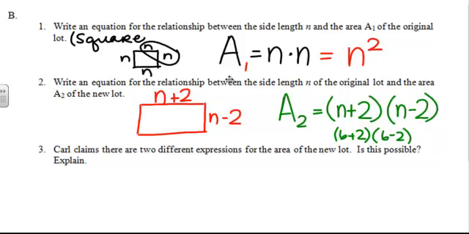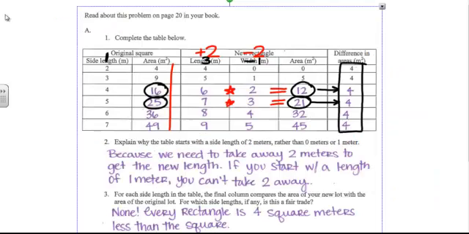So question 3 says that Carl came up with another expression for the area of the new lot. Is this possible? Of course it is, but we need to figure out what that other expression is. So think back to what our table told us. We've dealt with the plus 2 and minus 2 part, but let's relate it to the differences in areas. Hopefully you noticed every single time our rectangle was 4 less than our square.